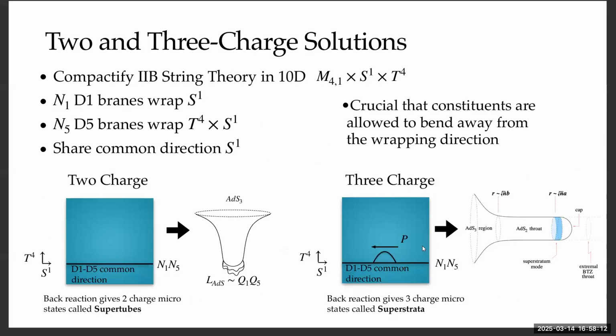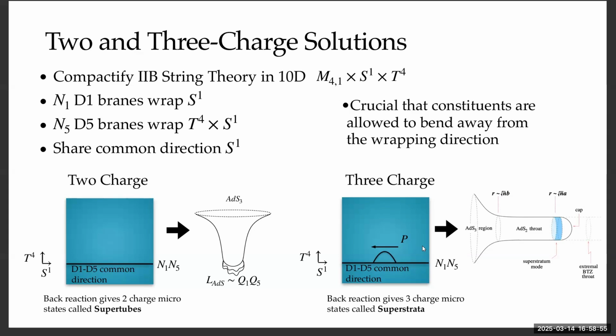So here's just a picture, just to have a picture. For example, the way you can do this is you take type IIB string theory, for example, and you can use the IIB frame, you can use the IIA frame, but you have a manifold of 4,1. You can just think of this non-compact space, and you have an S1 and you have a T4, and you can take N1 D1 branes wrapped around S1, take N5 D5s wrapped around T4 and across S1, and I have this common direction. And so the two-charge states are counted by the ground states in the CFT.